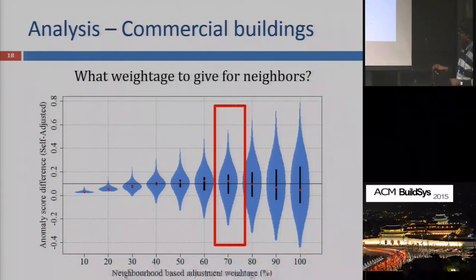If you look at this red point, this is the average score difference. As you see, it keeps on increasing, but after assigning 70% weight, it starts to decrease the anomaly scores. So probably this is an indicator for this particular data set: about 70% weightage can be given to the neighbors.